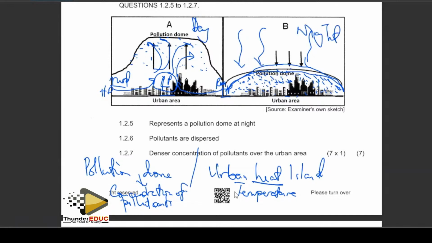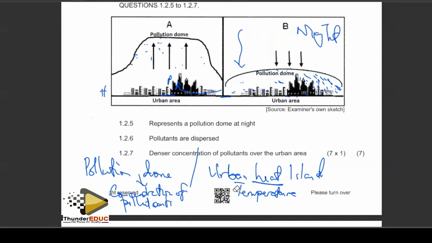Right, let's go to the questions and figure out what's the best possible response to those questions. Which represents a pollution dome at night? I think the response is there. A pollution dome at night is the one indicated on B, like what is indicated here. The night situation is the situation at sketch B. So our response for this one is B.